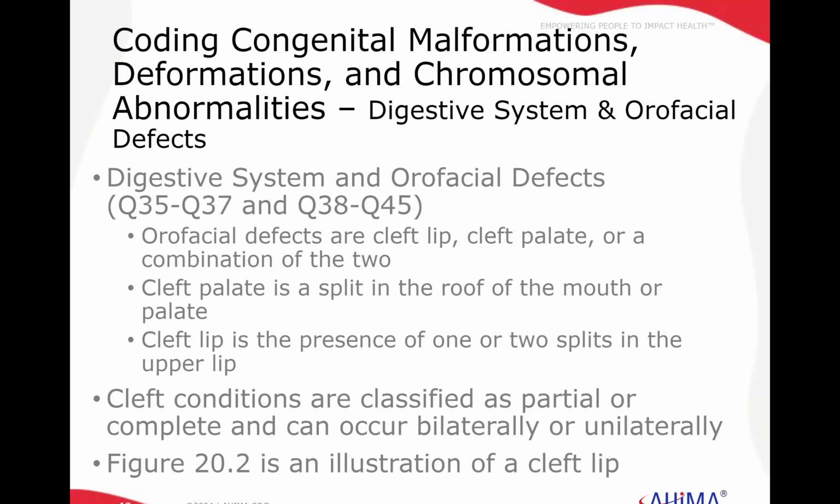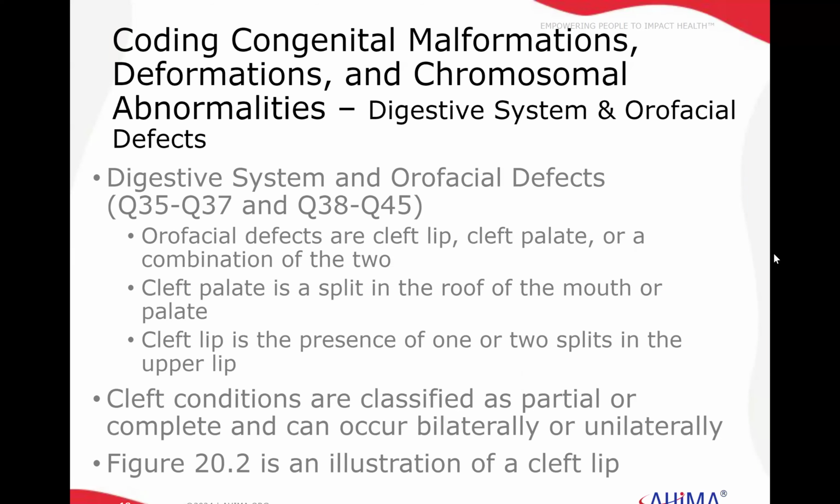Hello, we're back, and we're going to continue our discussion on coding congenital anomalies. We also have congenital anomalies of the digestive system and the orofacial defects. These are Q35 through Q37 and Q38 through Q45, respectively. These are the things we see commonly: cleft lip, cleft palate. Sometimes we'll see both. And the palate, of course, is a split in the roof of the mouth. The cleft lip is the split that's in the upper lip.